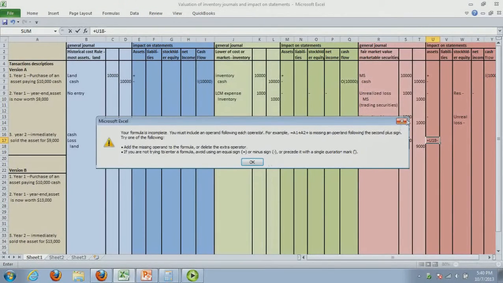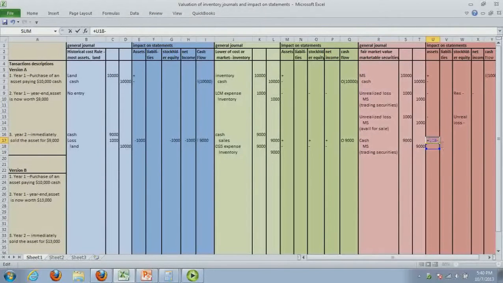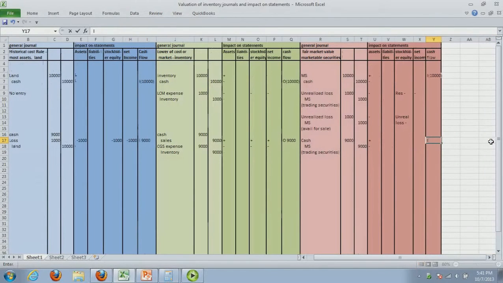Take that out. Oh, I know what I did. Do a plus, enter, minus, enter. There we go. No gain or loss. Again, the impact was on the statements in the first year. For cash, we do see investing and an inflow of $9,000. Okay.